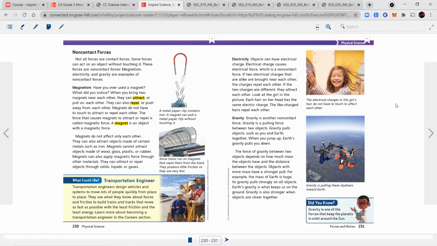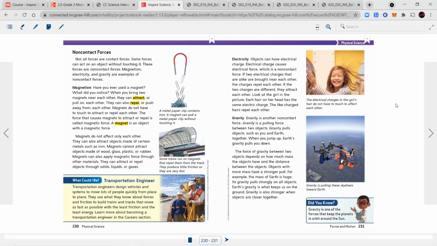A magnet is an object with a magnetic force. Magnets do not only affect each other, they can also attract objects made of certain materials such as iron. Magnets cannot attract objects made of wood, glass, plastic, or rubber. Magnets can also apply magnetic force through objects or through other materials. They can attract or repel objects through solids, liquids, or gases.